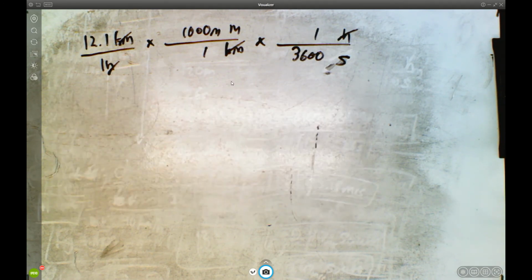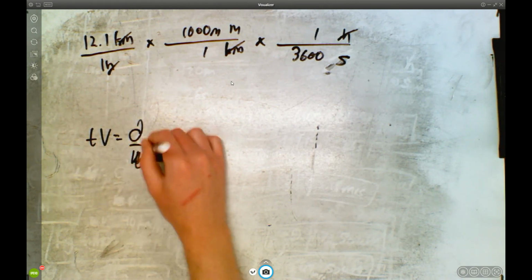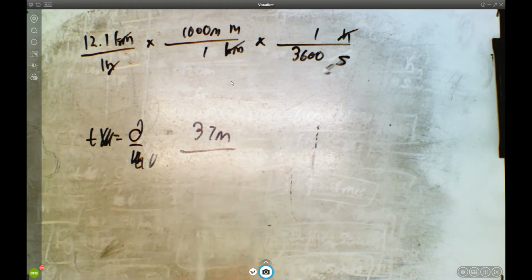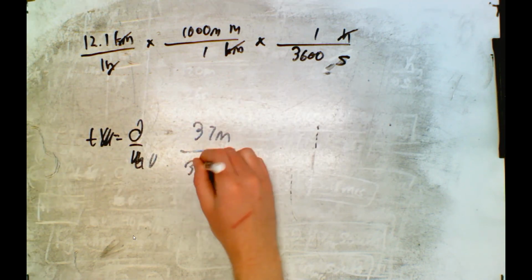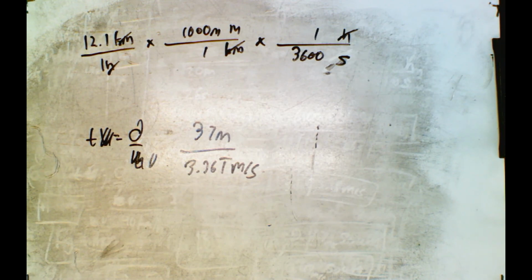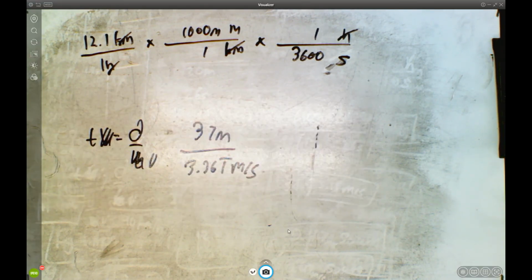From there, it's just a v equals d over t question. Move the t up top, move the v down below. It went 37 meters, and it did it at our speed of 3.361 repeated. So if I type that into my calculator, we don't want to round that answer, 37 divided by this, we end up getting 11 seconds.